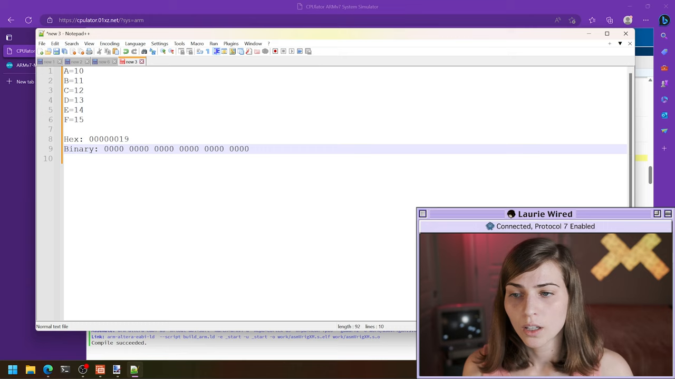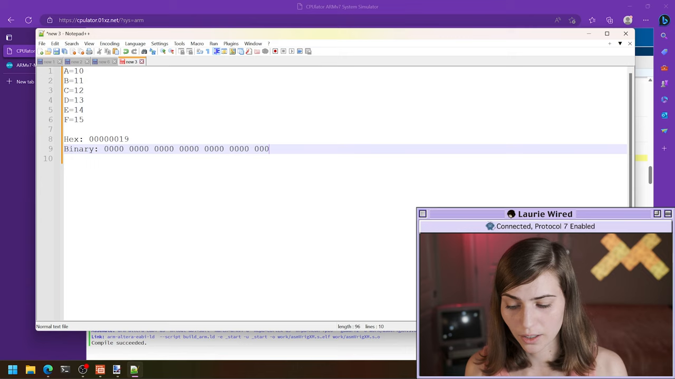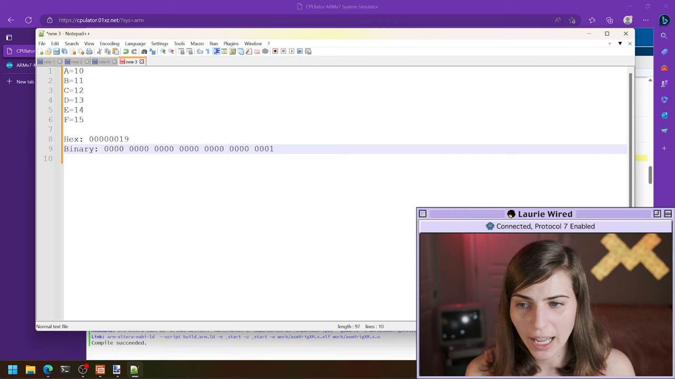But now we get to the interesting part. How do we represent this 1 and this 9 in binary? So the 1 is going to be really simple. We can just do 0001, since that's actually going to be 1 in binary. But how do we get this 9?